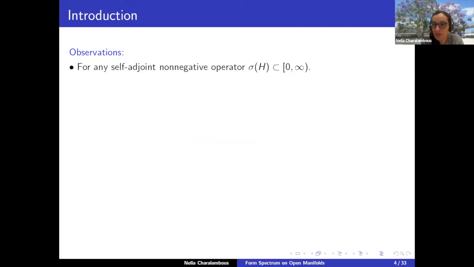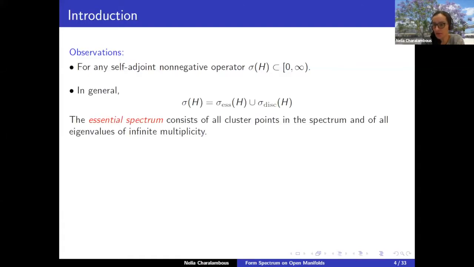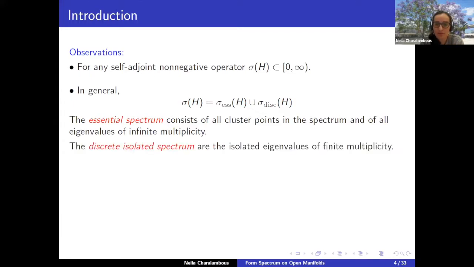In general, if we're looking at a self-adjoint and non-negative operator like our Laplacian on L2, then the spectrum is always contained in the non-negative real line. And in general, we can break this spectrum into two disjoint sets. The first one is the essential spectrum, which consists of the eigenvalues of infinite multiplicity, or clusters, also known as accumulation points in the spectrum. And the second set is the set of discrete isolated eigenvalues of finite multiplicity. In other words, the eigenvalues outside the essential spectrum.